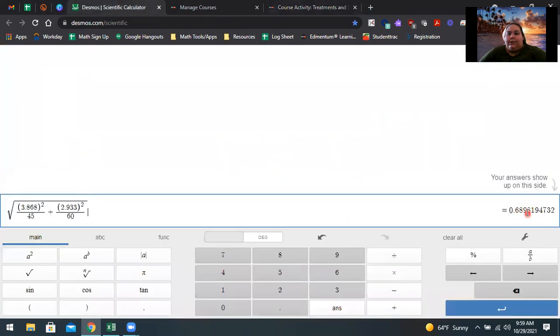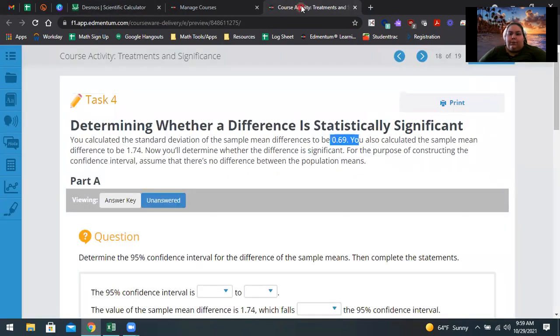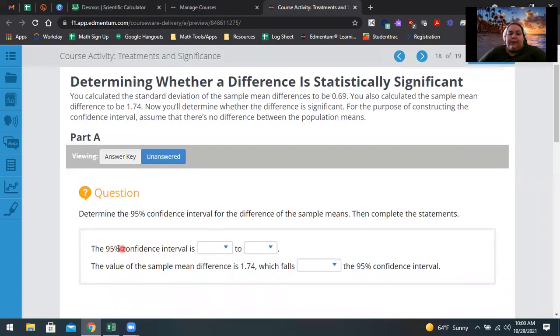So right here, 0.689, rounded 0.69. Now the sample mean difference was 1.74. So now what we're going to do is find the 95% confidence interval. Now remember, the 95% confidence interval was within 2 standard deviations. So we're going to use our sample mean difference here. The standard deviation of the sample mean difference here is 0.69.